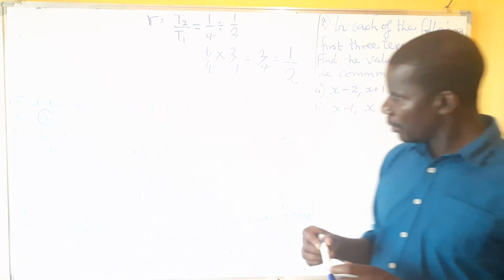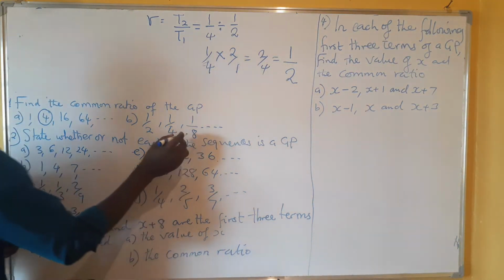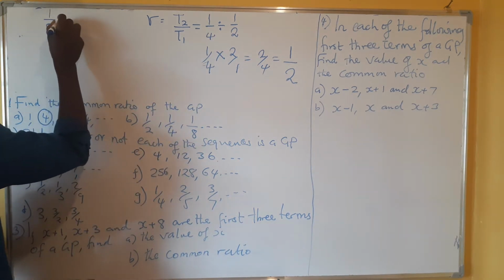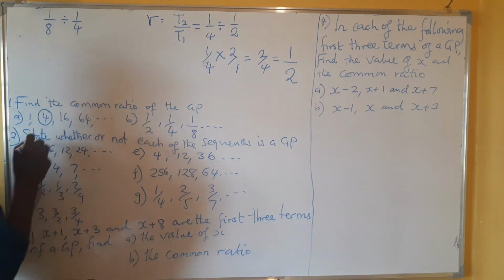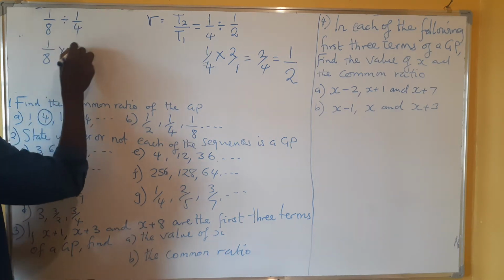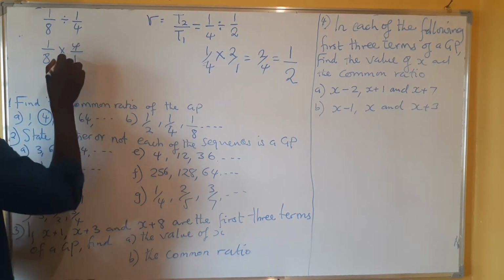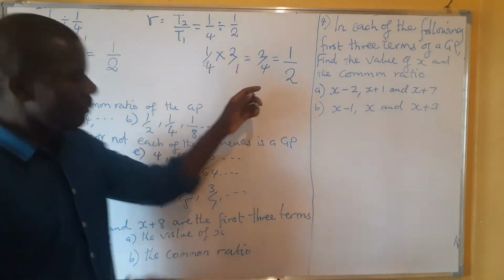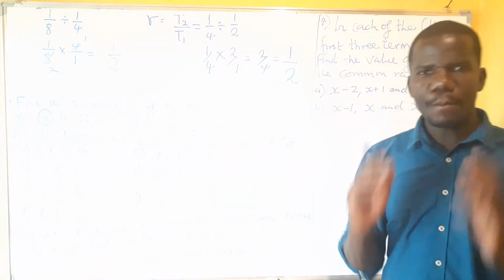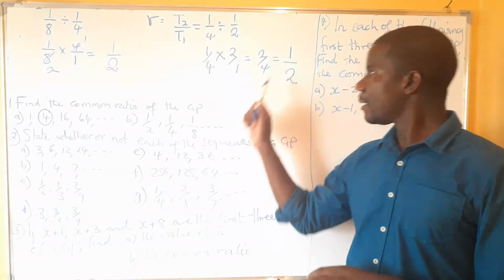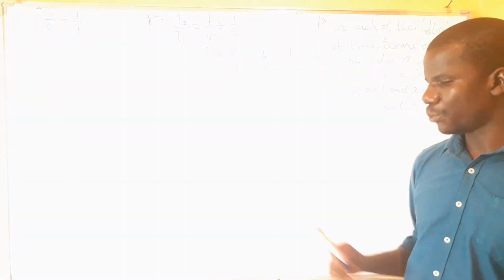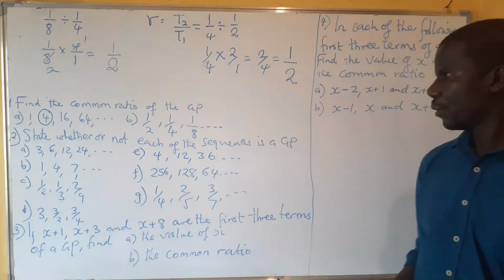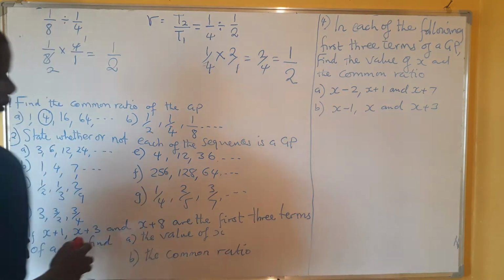If you want, you can also try T3 divided by T2. 1 over 8 divided by 1 over 4, which will be 1 over 8 multiplied by 4 over 1. 4 divides into 4 once, and 4 into 8 twice, which is going to reduce also to 1 over 2, the same as this one. So what are we saying? The common ratio for the second GP is 1 over 2, or 0.5.